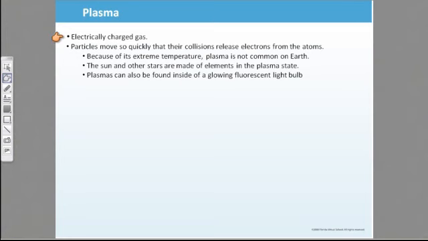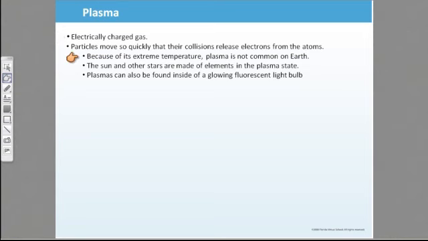All right, so again, basically it's just an electrically charged gas. Okay, it has extremely high temperatures. You've got electrons floating around, and of course, when you pop off an electron, you now have a positively charged atom left behind. So we've got oppositely charged particles that are floating around. So we're going to have interactions between them.